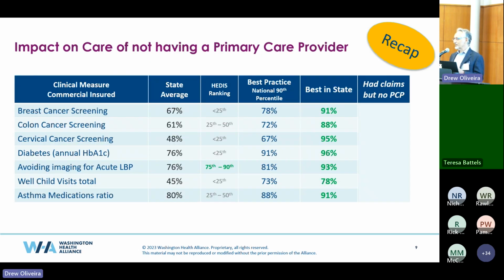And when you start looking at some of the quality metrics, we presented this the last time. Here's a bunch of screening measures. Here's the state average. You can see that we don't do as well from an NCQA HEDIS standpoint on most of those. The 90th percentile is sort of in the middle, but there are practices around the state that do fantastic, and they do well above the 90th percentile. But when you don't have a PCP, that's when you start getting in the red.